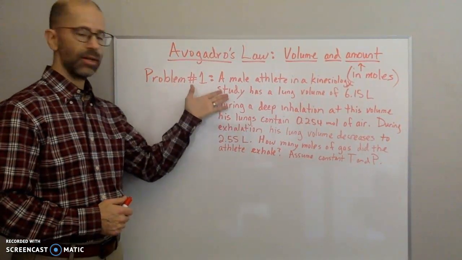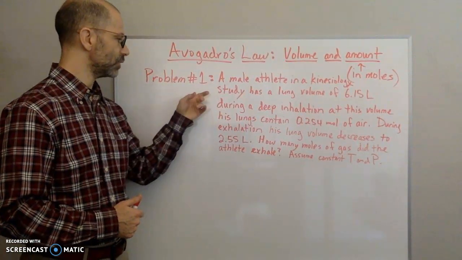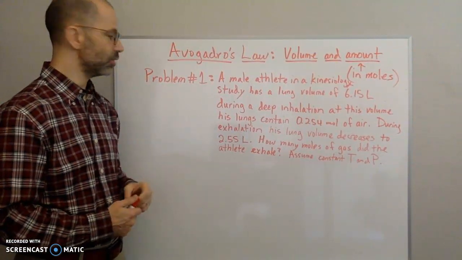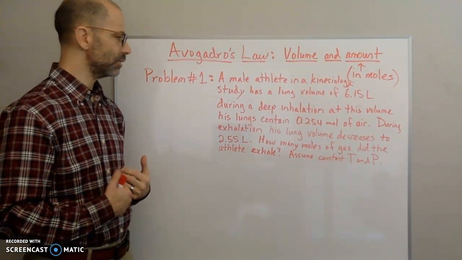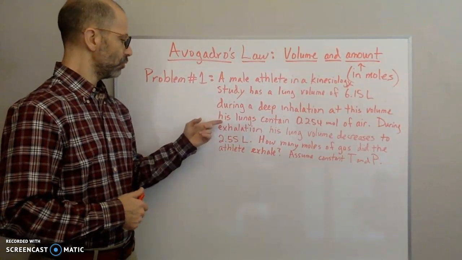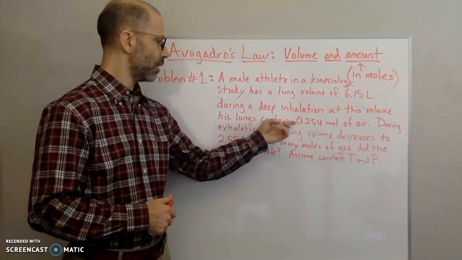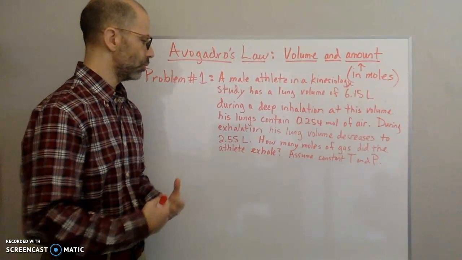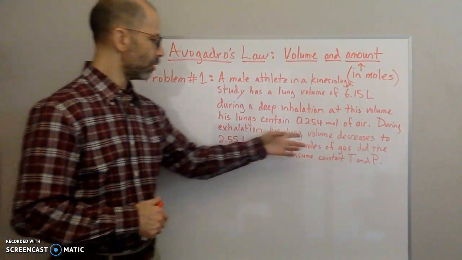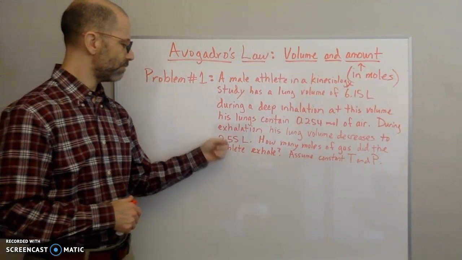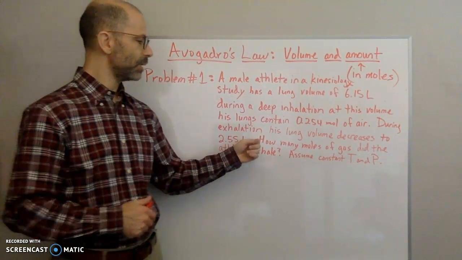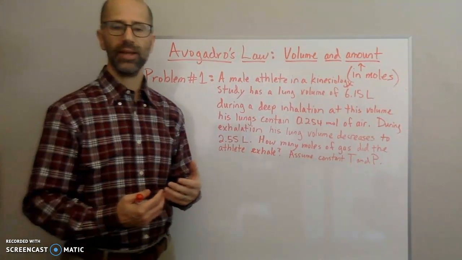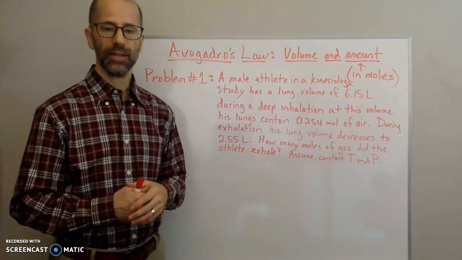So we have a male athlete in a kinesiology study, and he has a lung volume of 6.15 liters during a deep inhalation. At this volume, his lungs contain 0.254 moles of air. During the exhalation, his lung volume decreases to 2.55 liters. How many moles of gas did the athlete exhale? Assume that temperature and pressure are constant.